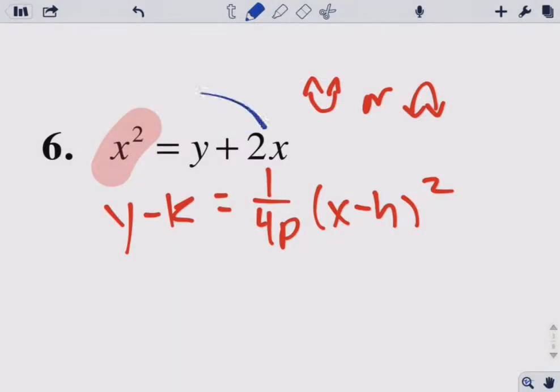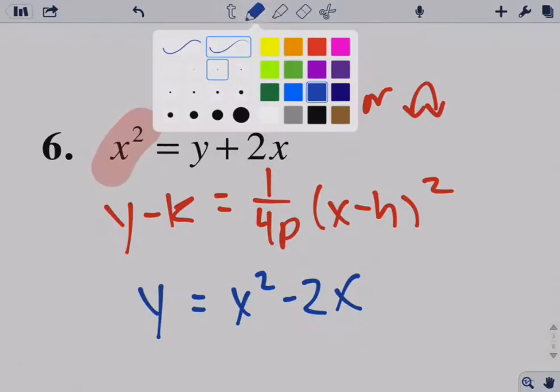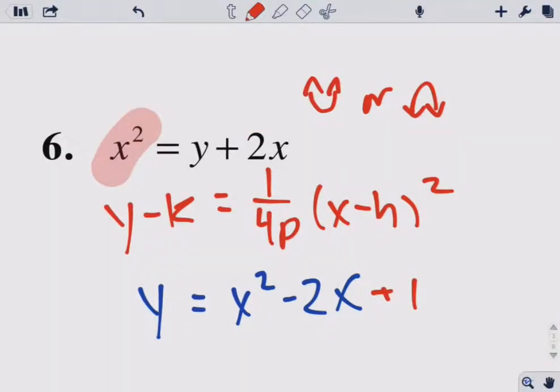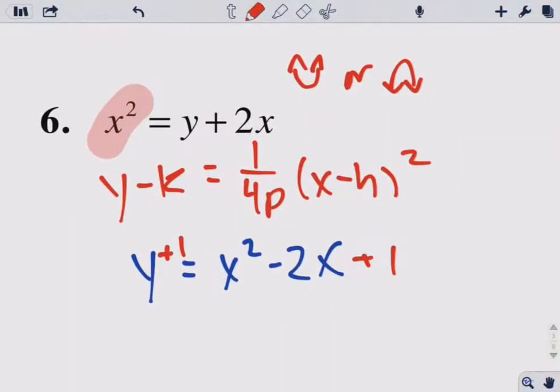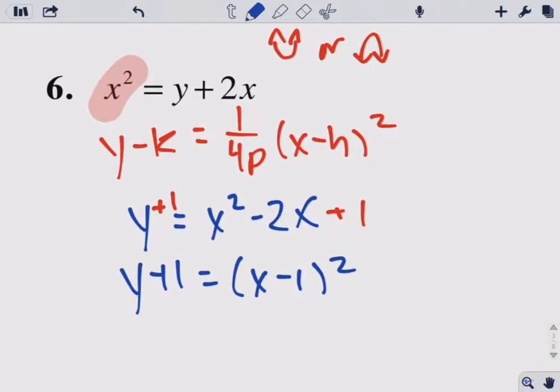Well, first things first, let's actually just rearrange it. I'm going to flip the equation and put the x's together. So I'll get y is equal to x squared minus 2x. Okay, now I need to complete the square. How do I complete the square? I need to add something to it. What do I need to add? I need to add 1, because half of negative 2 is negative 1, squared is 1. So y plus 1 is equal to x minus 1 squared, and there is nothing to divide out. So that's in standard form.